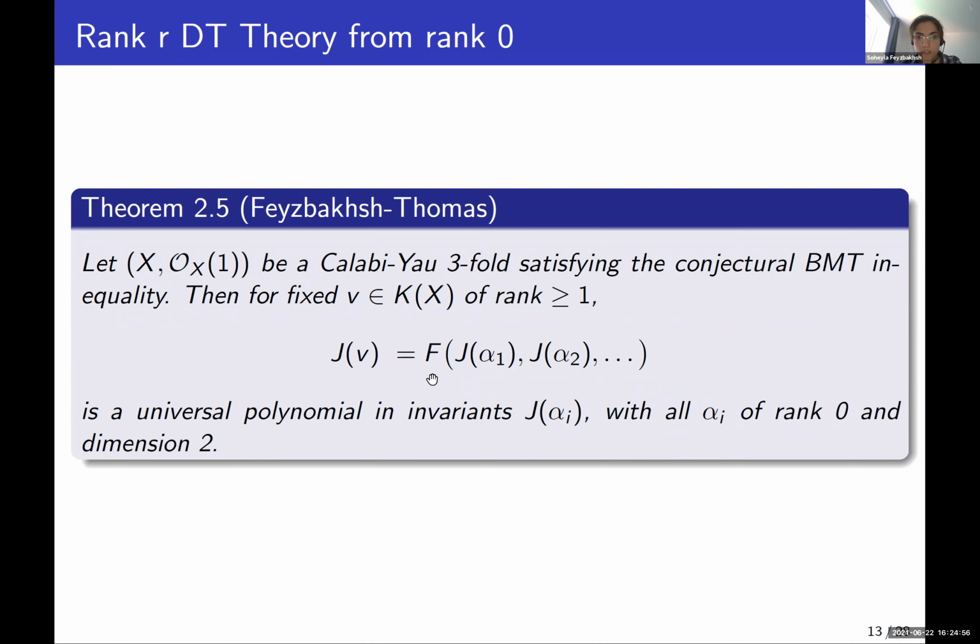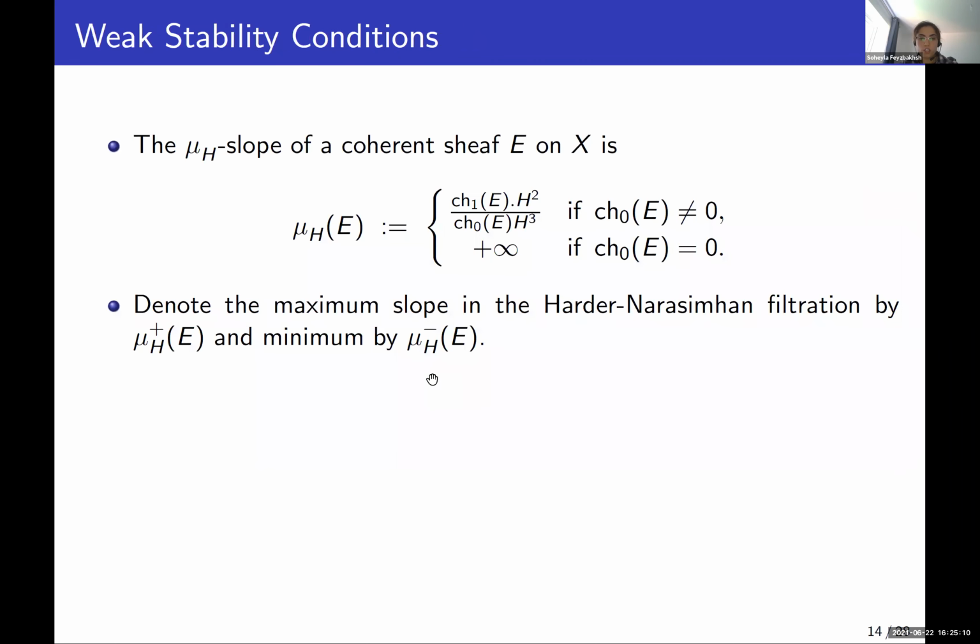Okay, so if there is no question, I want to briefly explain what weak stability conditions are, and then I go to some ideas of the proof. So as I said at the beginning, we have the notion of mu_H stability for coherent sheaves. It's just defined as Chern 1 over Chern 0 if Chern 0 is non-zero, otherwise we define it to be plus infinity. We know that for any coherent sheaf, there exists a unique Harder-Narasimhan filtration with respect to slope stability. And I'm going to denote by mu_H plus of E and mu_H minus of E the maximum and minimum slope in the Harder-Narasimhan filtration of E. Okay.